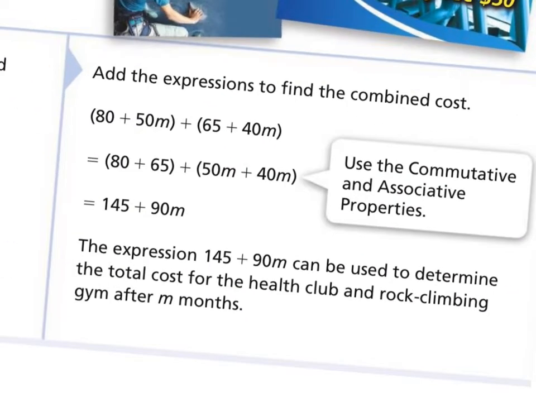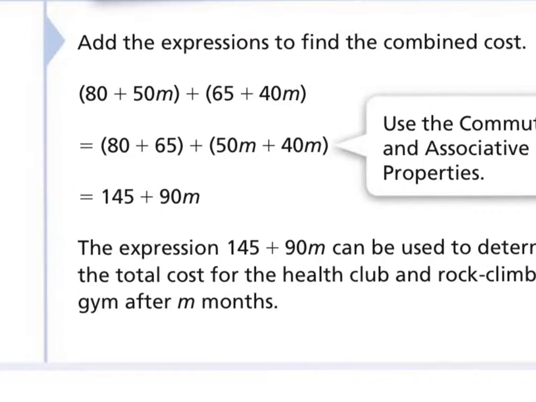So if we want to find the combined costs, that means we're going to add those together. To add those together, basically it's just looking for like terms. So the book actually rearranges these. They get their like terms next to each other. So the 80 and the 65, they get those next to each other because those are like terms. The 50M and the 40M, they get those next to each other because those are like terms. If you don't feel like physically rearranging these is helpful to you, then you don't have to do that necessarily.